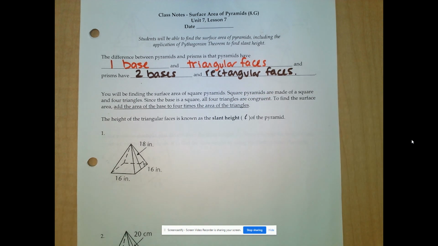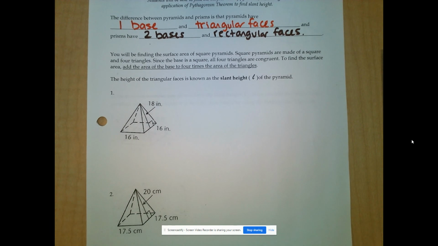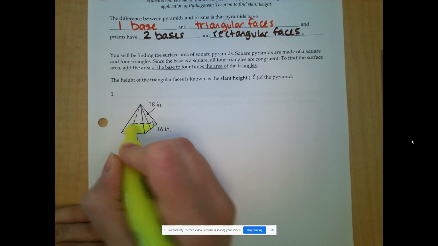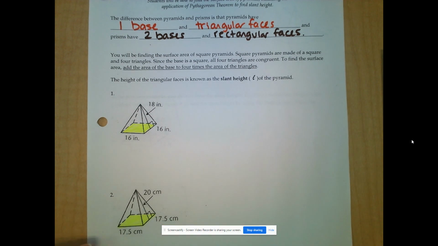So the one we're working on today, pyramids. You'll be finding the surface area of square pyramids. Square pyramids are made up of a square and four triangles. Since the base is a square, all four triangles are congruent. So in both cases here, we have a square base. This base happens to be 16 by 16, and this square base happens to be 17.5 by 17.5.